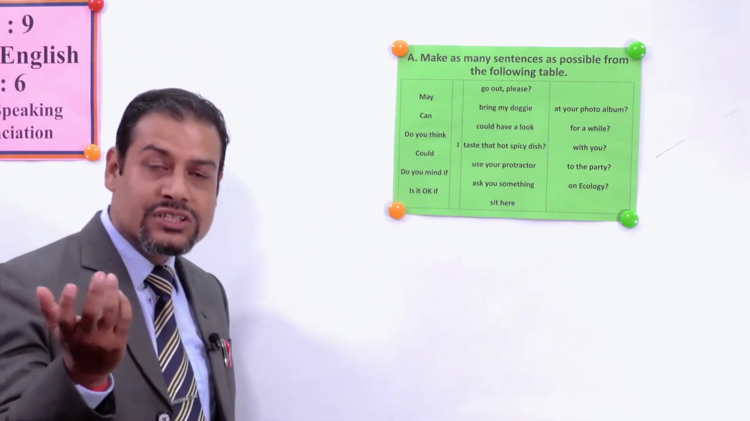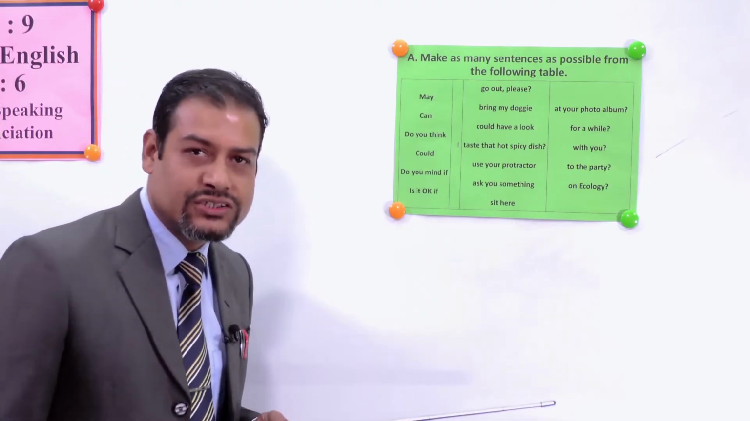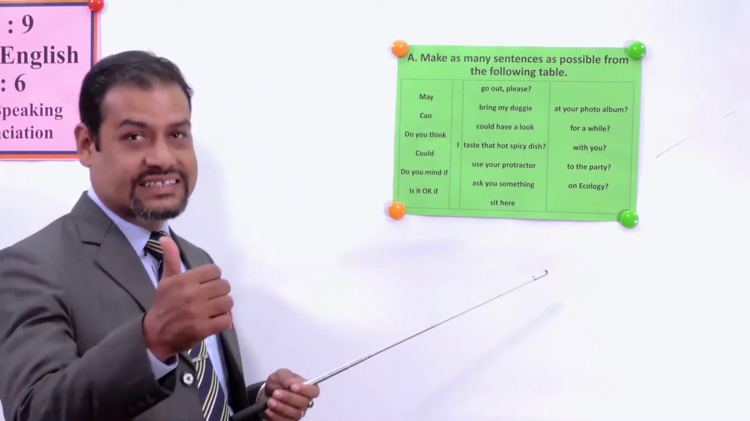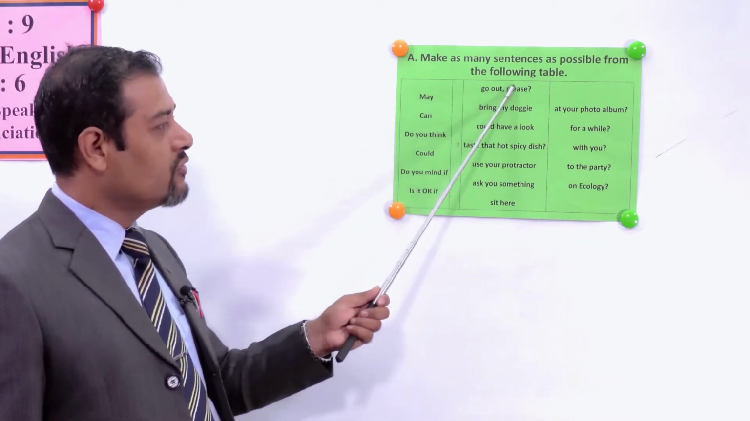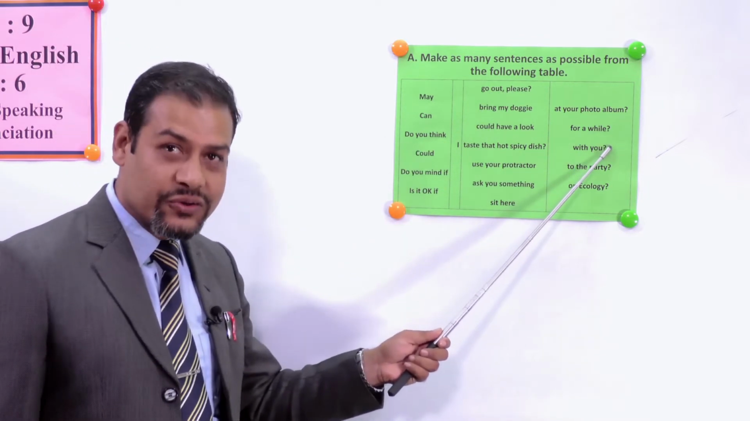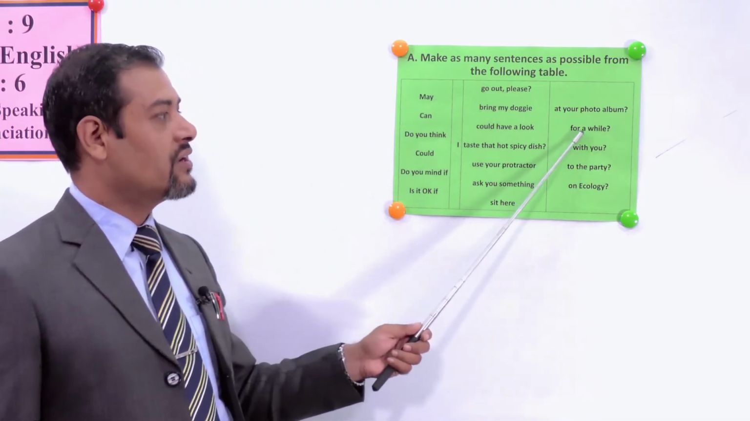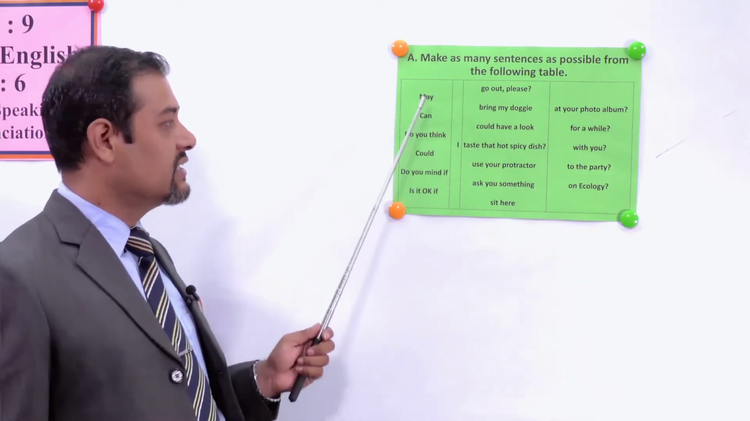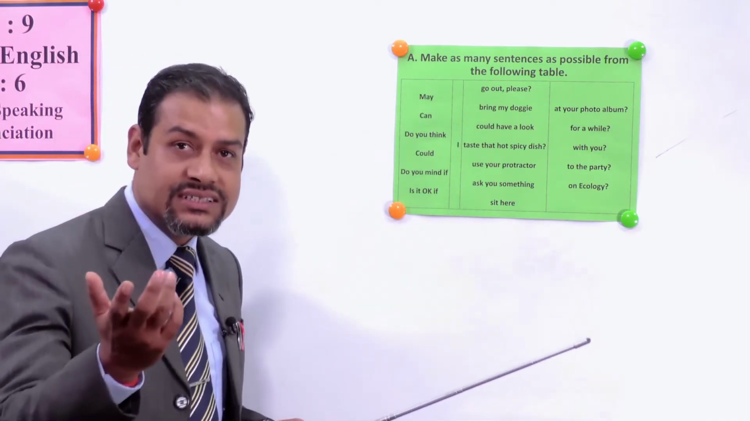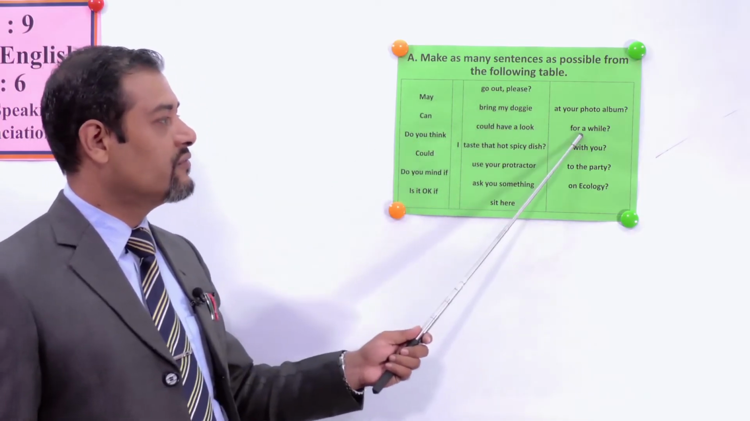So can you tell me a sentence from this table now? Please all of you try to tell me. Yes, that is, may I go out please for a while. You can say, for example, may I go out please for a while. It is a complete sentence. Once again, all of you repeat it. What is it? Yes, it is, may I go out please for a while.